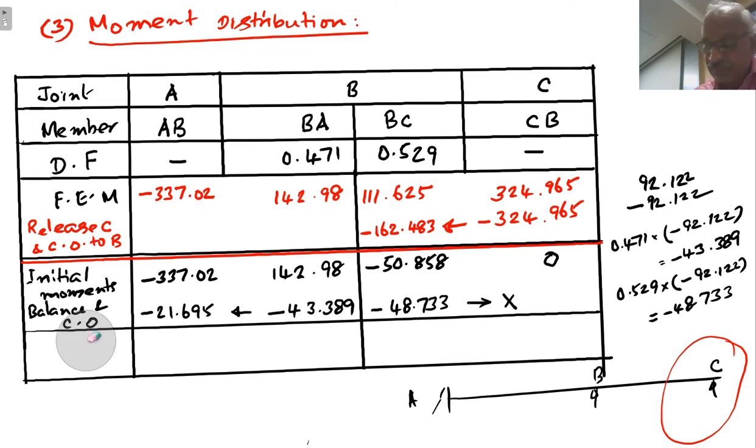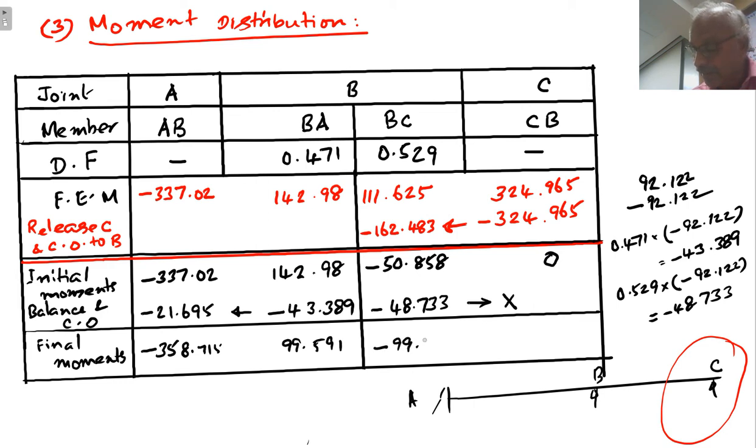Right. Now, final moments. So when I do the next problem, we will understand why carryover is to go to the next row. So this is minus 358.715. This is 99.591. This is minus 99.591, and this is 0. So that's about the final moments. Now that's all. That's over.